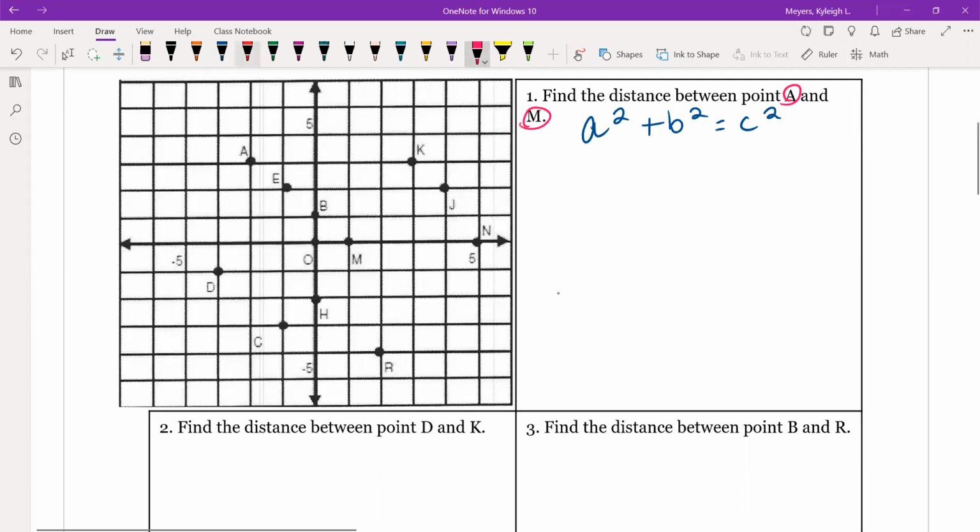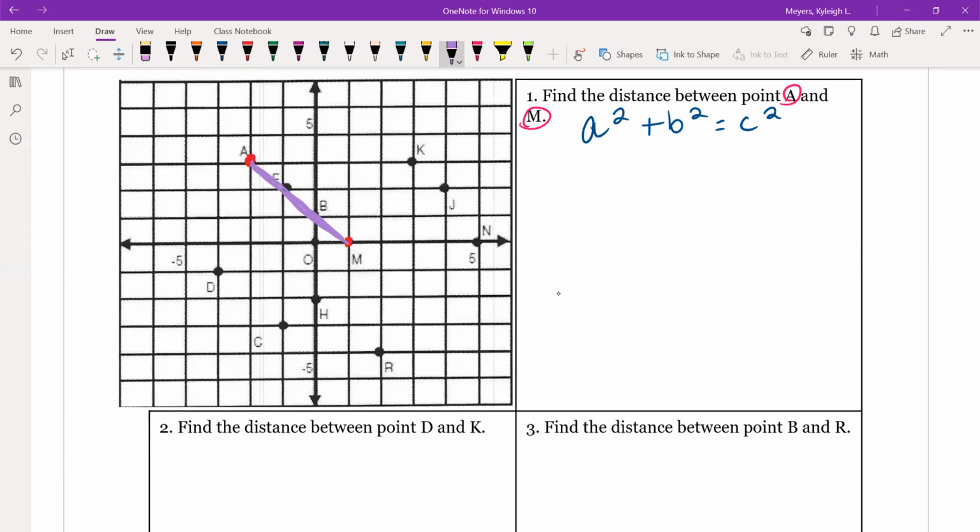So on our coordinate plane, we have to find A. A is here, and M is here. So what we're going to do is play connect the dots, right? So we want to find this distance. Oh, I erased it. We want to find this distance, right?